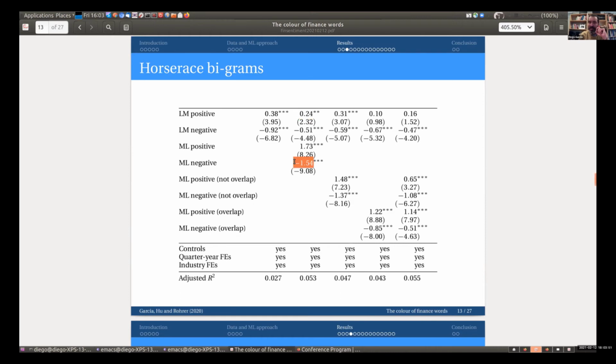And on the negative side, the effect is also 3 times bigger. So it's clear the machine has a lot more to say about the color of these earning calls than the current bag-of-words approach.